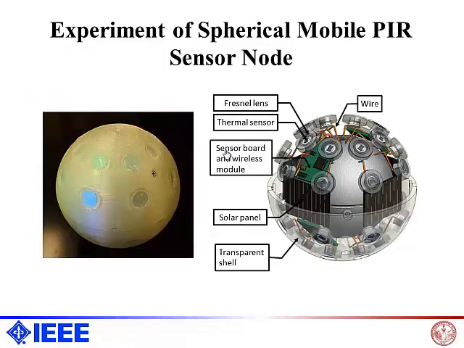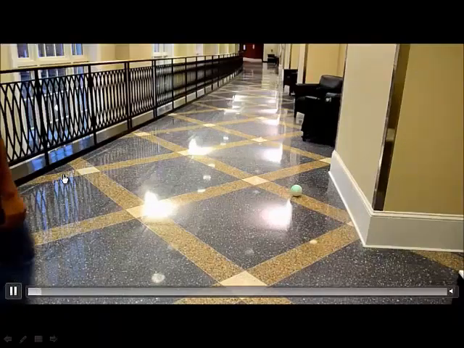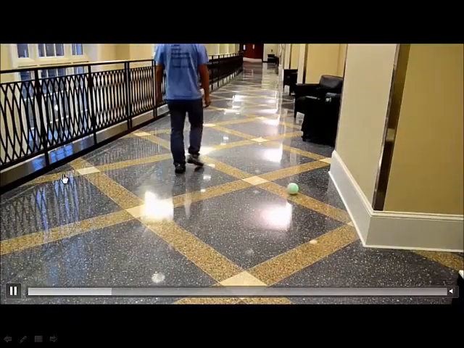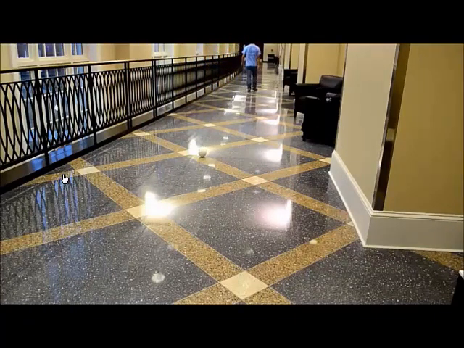And the last one is the spherical mobile sensor. Actually, we only finished the actuating unit, but we also did some experiments. We can control the sensor with our cell phone, or the sensor can roll automatically when there are thermal sources nearby.